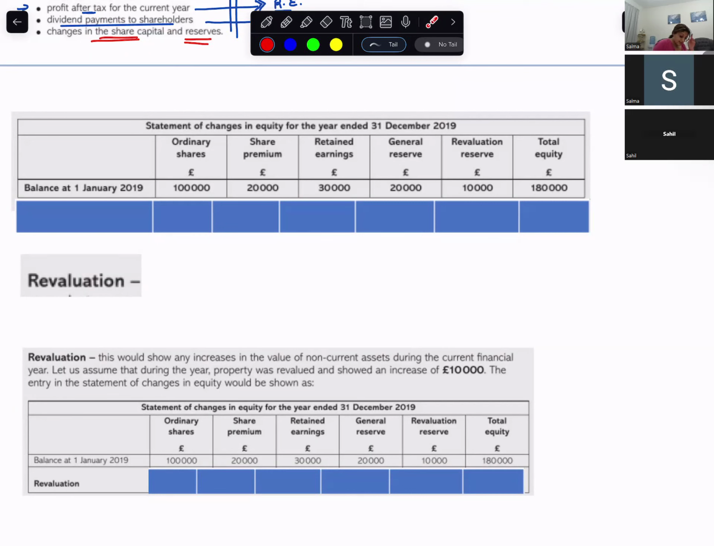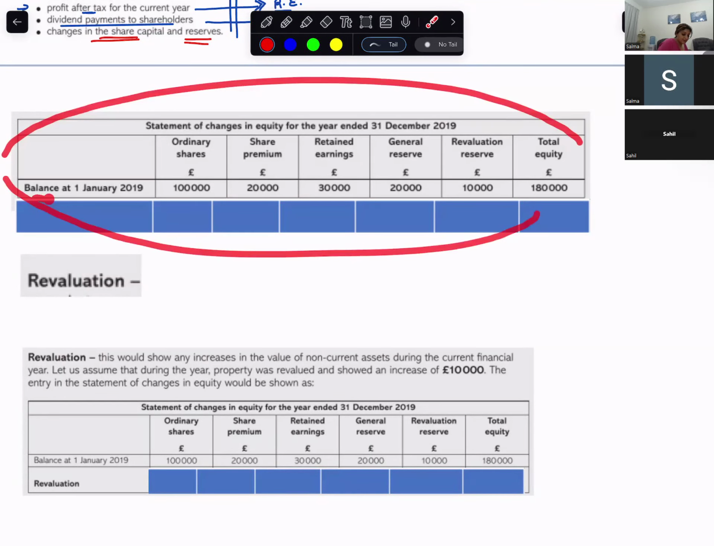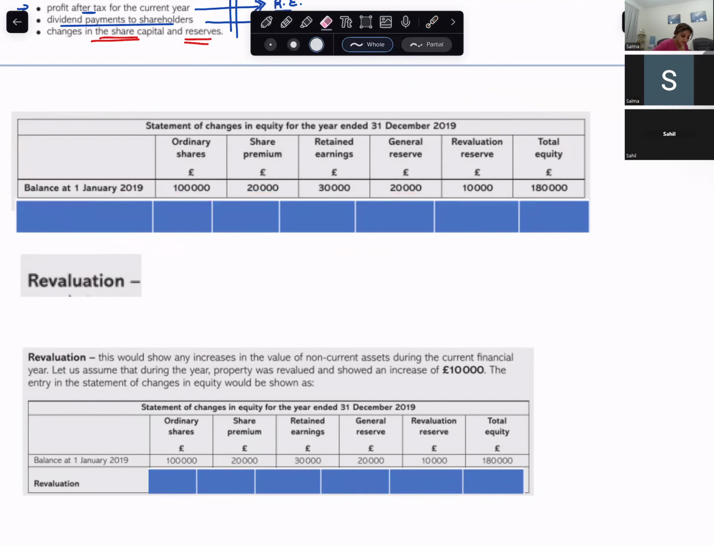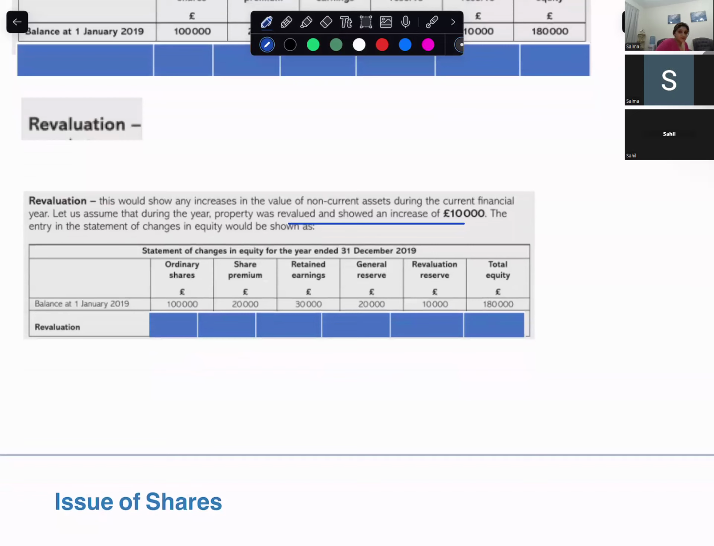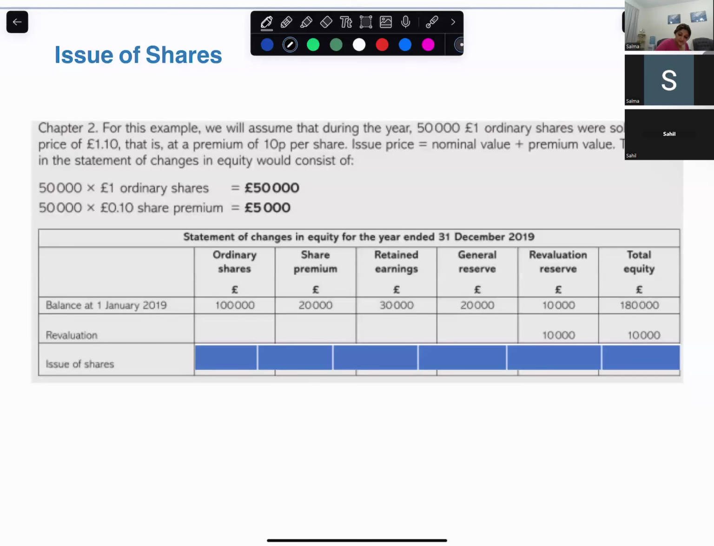Okay, fine. Now say this is the one that you have, and you have the opening balances on the first date. They have told you, let us assume that property was revalued and it is shown as an increase of 10,000 pounds. Where will you put this in your statement of changes in equity? Revaluation reserve, 10,000, and where else? In your total equity. Very good. This is what they give you and you have to put it: 10,000 in revaluation reserve and total equity.